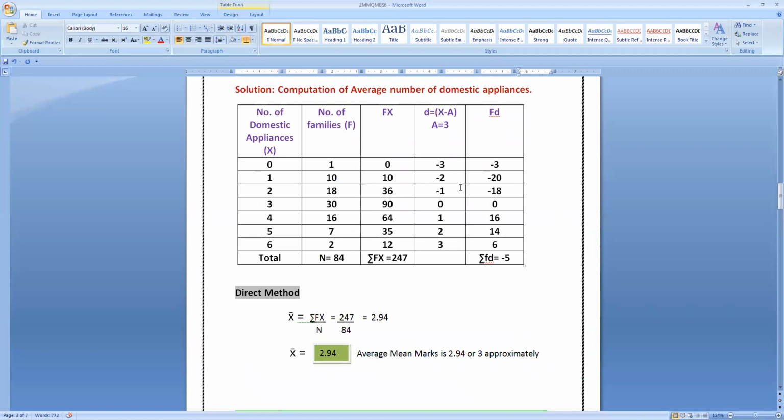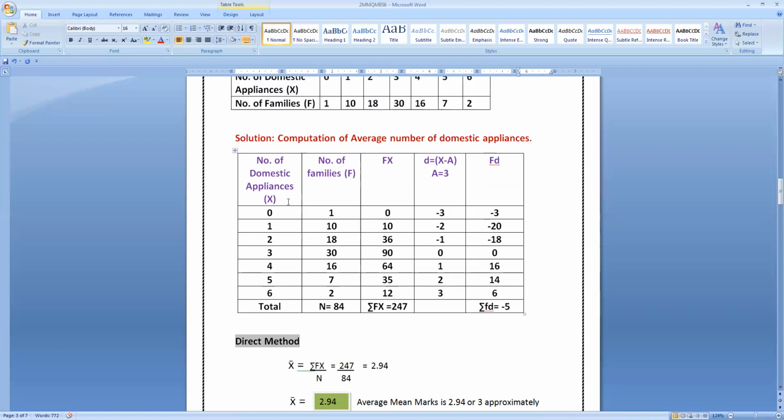So in total we require 5 columns for the table. It is the same: substitute the x variables 0, 1, 2, 3, 4, 5, 6 and the frequency values given in the question: 1, 10, 18, 30, 16, 7 and 3. So the total of all the frequencies, the value of n in the case of a discrete series, is 84.